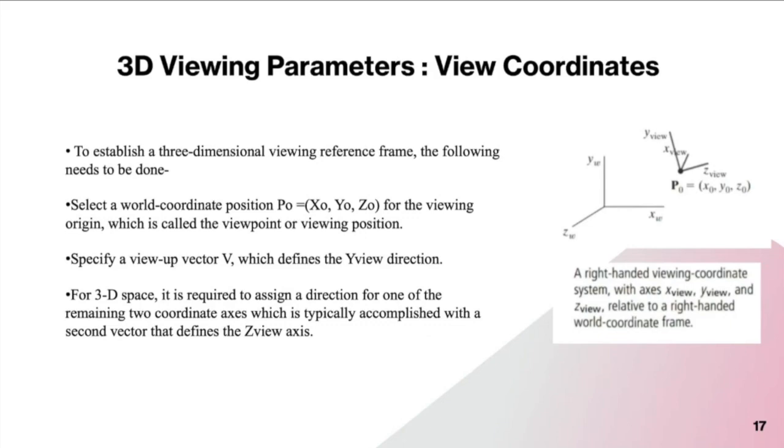For such 3D space, it is required to assign the directions of one of the remaining two coordinate axes, typically in combination with the second vector that defines the z view axis. So this is like a standard x, y, and z coordinate system, an established three-dimensional view where we define the y view first, and use the other vectors to define the z and the x view. Here, a right-handed viewing coordinate system is used, relative to the right-handed world coordinate frame.